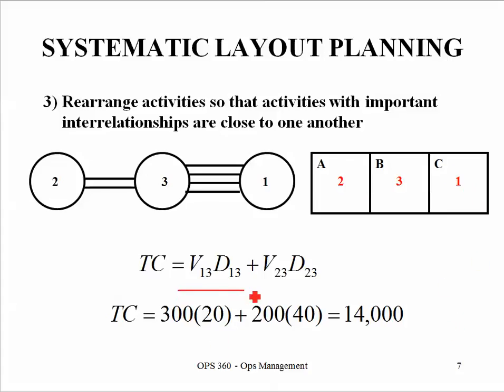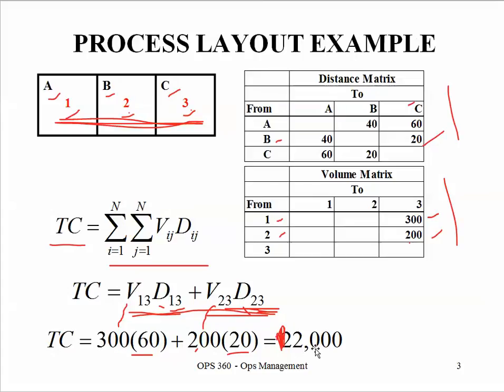Again, here's my total cost equation from before. The volume of flow between 1 and 3 and 2 and 3 hasn't changed from the previous equation, but the distances between the 2 pairs of work centers has. Now 1 and 3 are only 20 feet apart, and 2 and 3 are 40 feet apart. So when I do the math here, I get a total cost in terms of foot-loads per day of 14,000, which, if we go back and take a look at the previous example, is much lower than 22,000. So I've improved upon this initial layout in this very simple example.